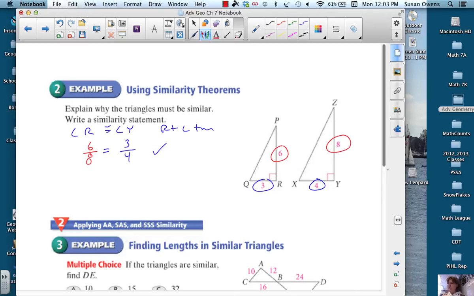Okay. So our similarity statement would be that triangle PRQ is similar to triangle ZYX by the side-angle-side similarity theorem.